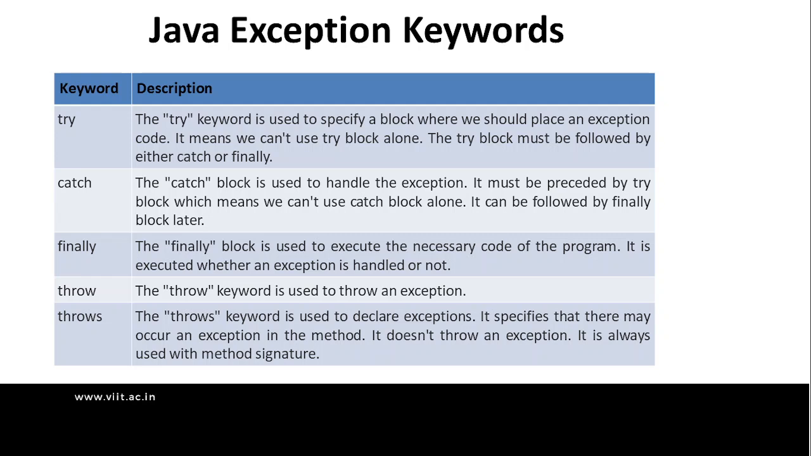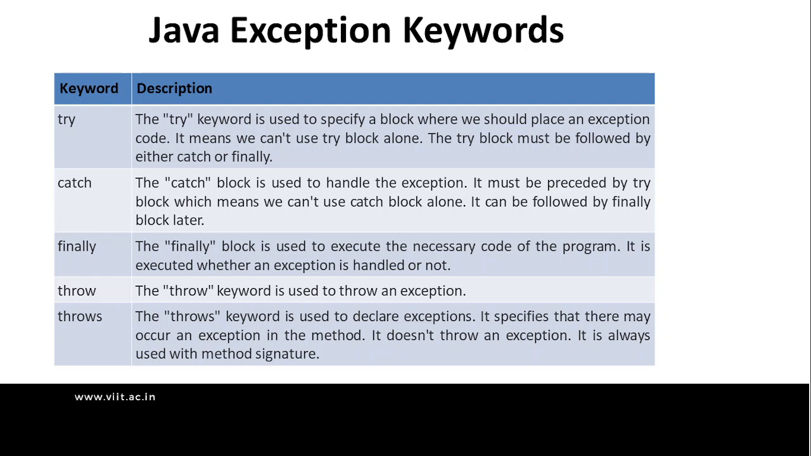The catch block is used to handle the exception. It must be preceded by a try block, which means we cannot use a catch block alone. It can be followed by a finally block later. The finally block is used to execute necessary code or program, and it is executed whether an exception is handled or not.